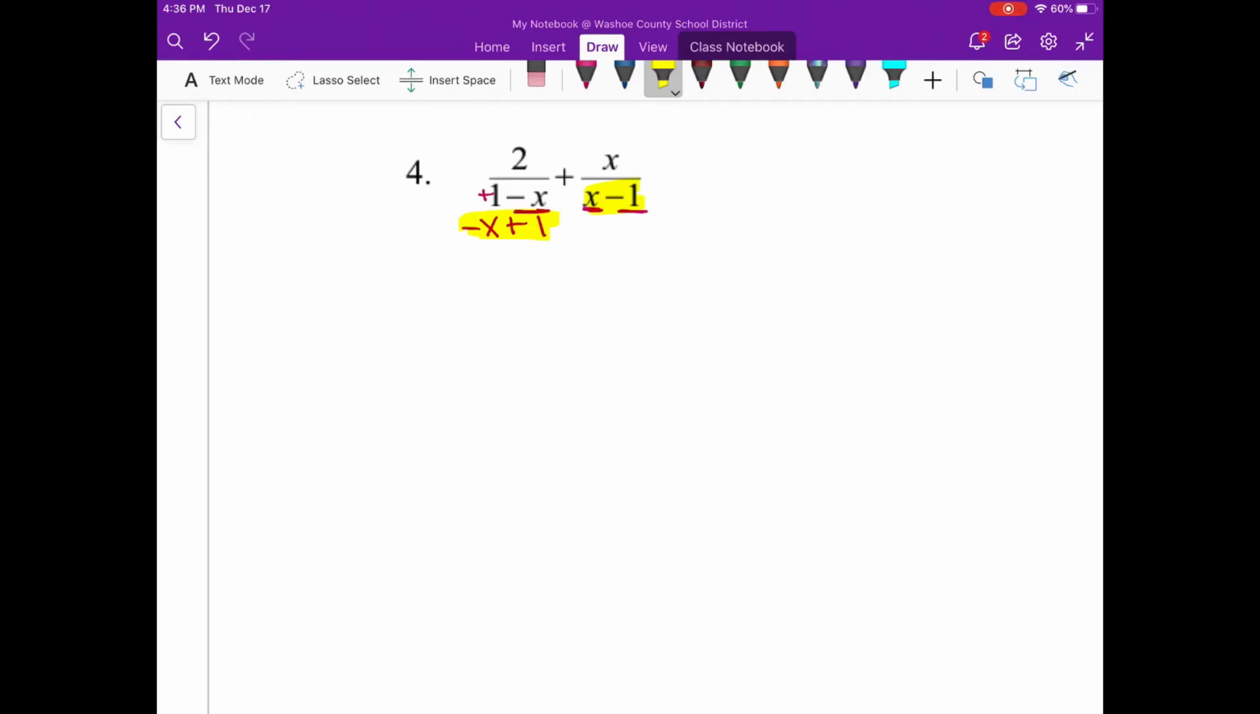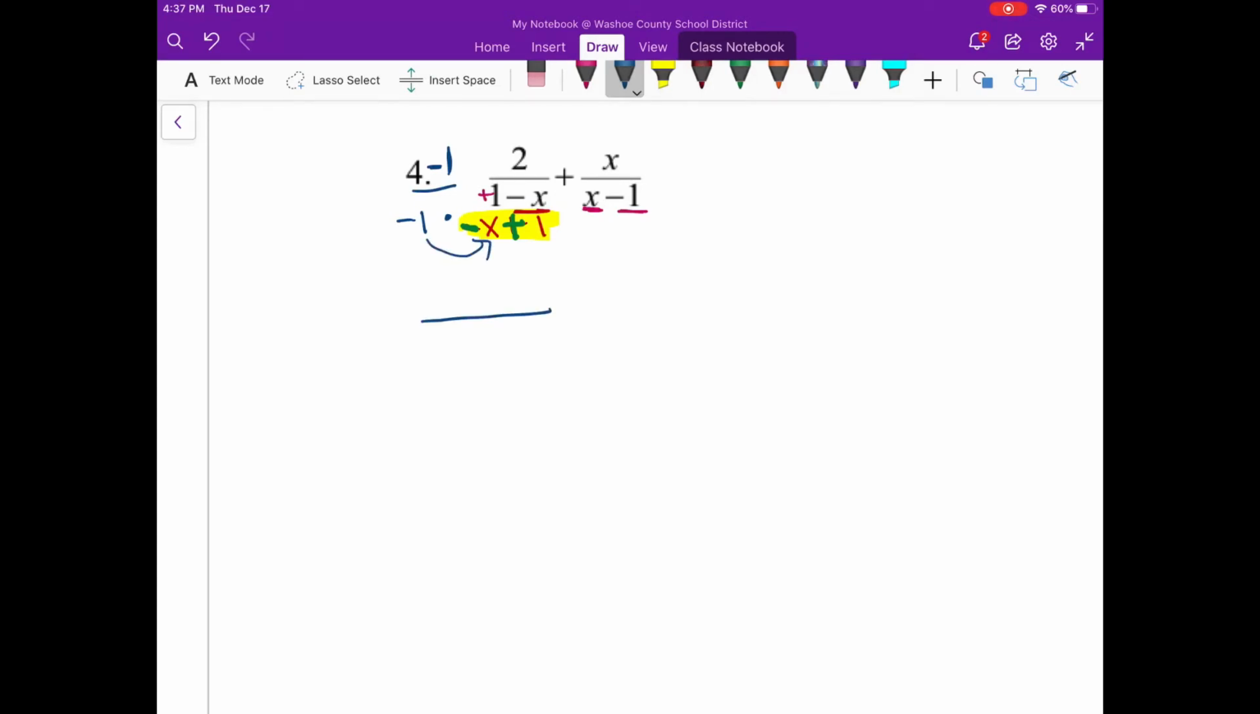What is the difference between these two? The only thing that's different here is their signs. This is a negative, this is a positive, this is a positive, this is a negative. So think about what you do to change the signs. I'm going to be changing the signs on the first one, and to do that, I'm going to multiply it by a negative 1. And then remember, whatever you do to the denominator, you have to do to the numerator.